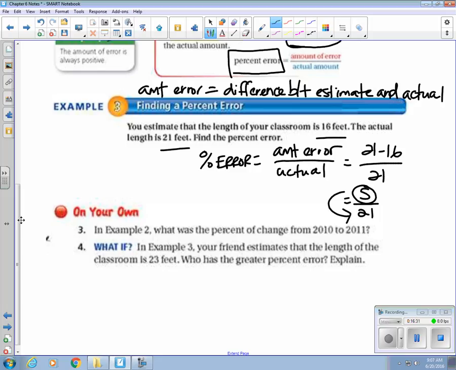5 divided by 21 equals 0.238 if we round it. And we have to change that into a percent since it's asking for the percent error. So we'll move it over 2 places, and that's equal to 23.8%. So that means my estimate was off by 23.8%, or your estimate. Whoever made this estimate was off by 23.8%.